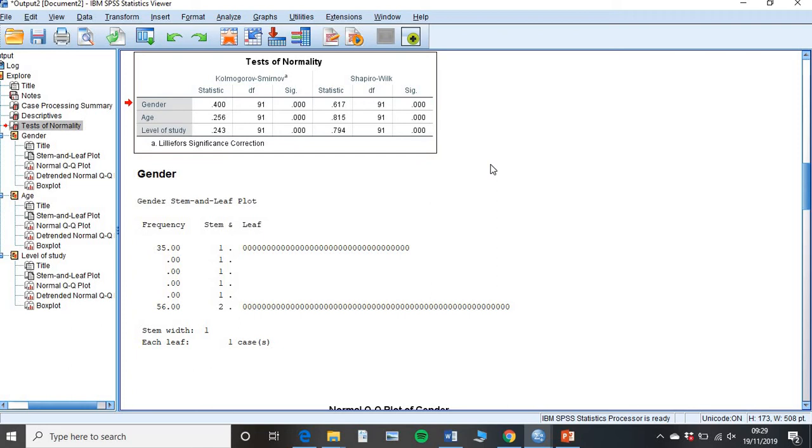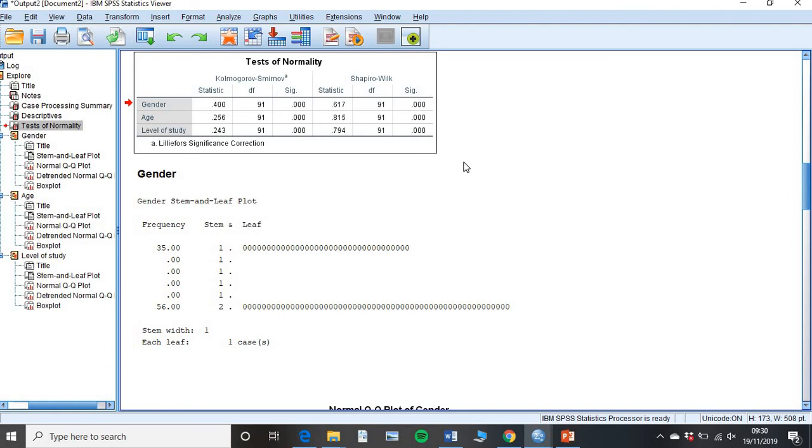And the one column you need to focus on here is the significance here, okay? Now if this was more than 0.05, it would show us that we had normal data. But as we can see here, we've got 0.000, which is less than 0.05. So therefore we know that for gender, age and level of study, it's not evenly distributed, so we could only use non-parametric tests on that particular variables there.